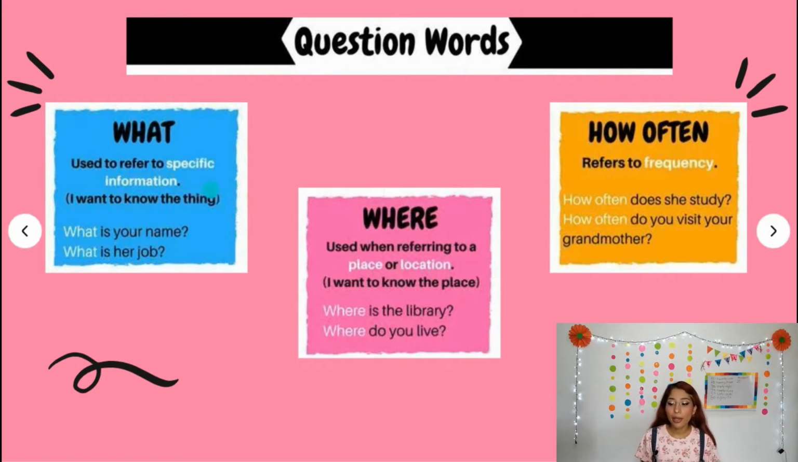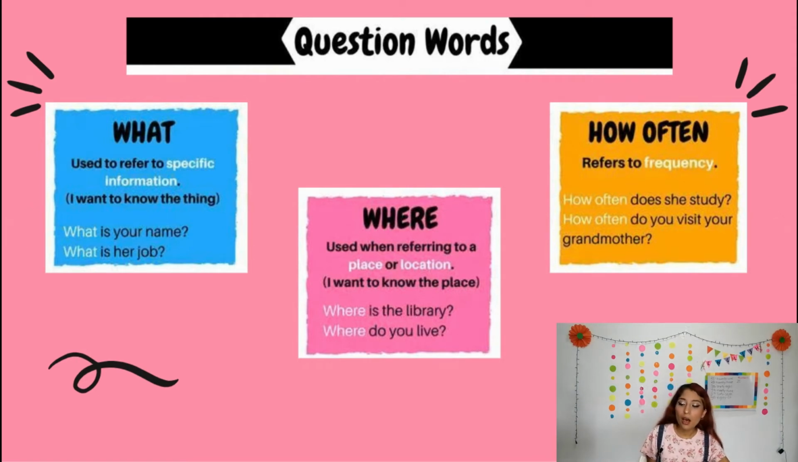So the first one that we have in here is what. This is one of the most common. For example, have you heard about what is your name? What are you doing? Or something like that. So it is used to refer to a specific information. I want to know the thing. Like in the example I said, what is your name? So I want to know your name. That's the important thing in here. So that's the example that we have in here. What is your name? What is her job?